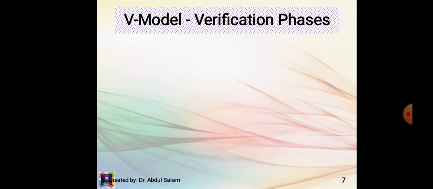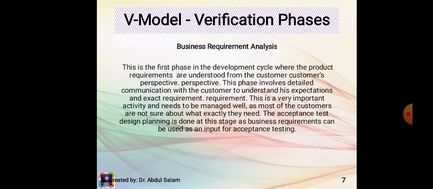V model verification phases. Business requirement analysis. This is the first phase in the development cycle where the product requirements are understood from the customer's perspective. This phase involves detailed communication with the customer to understand his expectations and exact requirement. This is a very important activity and needs to be managed well, as most of the customers are not sure about what exactly they need. The acceptance test design planning is done at this stage, as business requirements can be used as an input for acceptance testing.